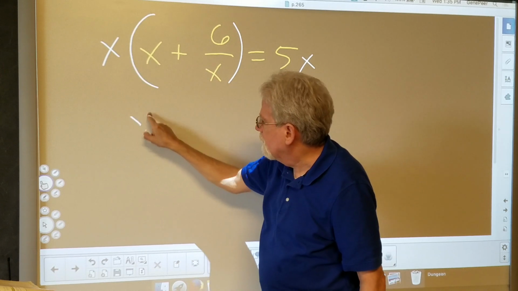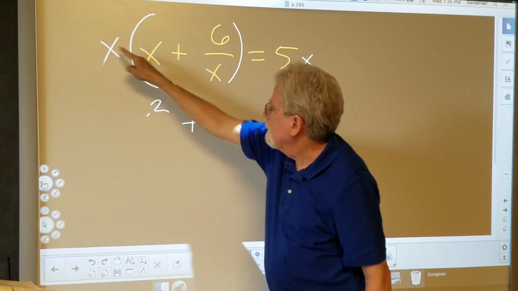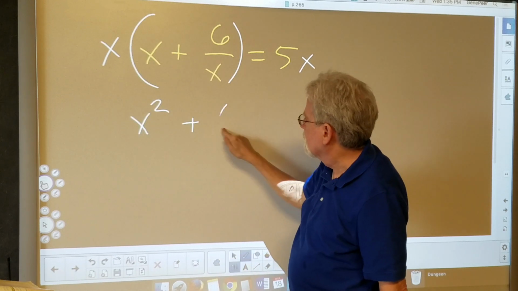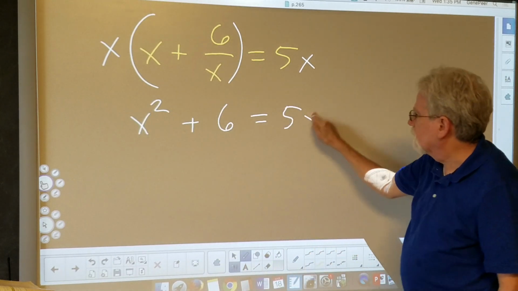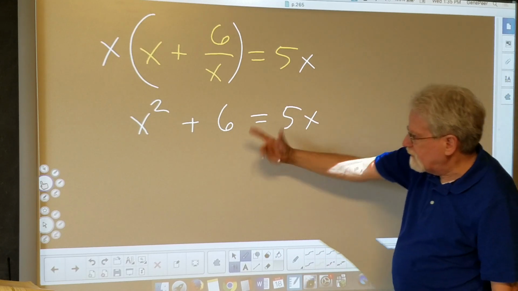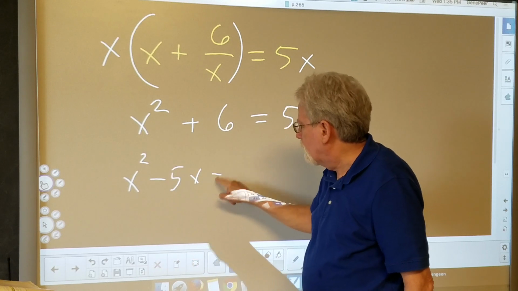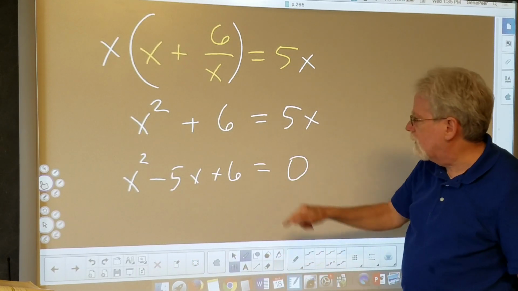X times x, x squared, plus. Here the x's cancel, leaving me with just 6 equals 5x. Ooh, subtract 5x from both sides. x squared minus 5x plus 6 equals 0 now.